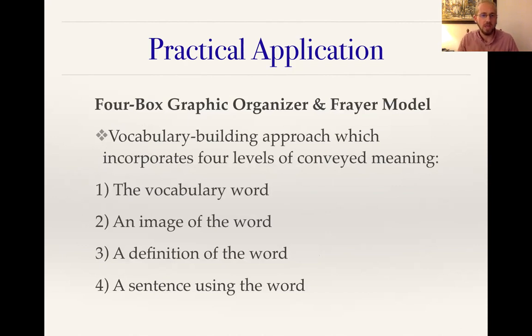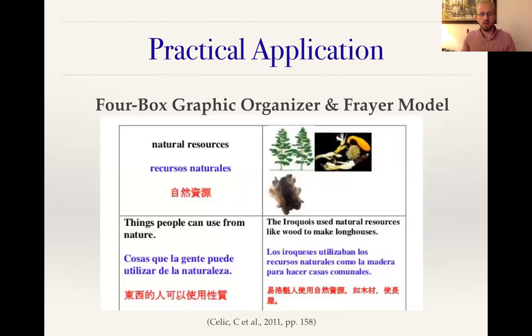Then there's something called a 4-box graphic organizer and Frayer model, in which there are 4 items: the vocabulary word, an image of the word, a definition of the word, and a sentence using the word in multiple languages. So here you can see an example of that, where there's natural resources, recursos naturales. I imagine the line below that is Mandarin. You see a picture of that, these natural resources, things people can use from nature. Okay, you get the idea.